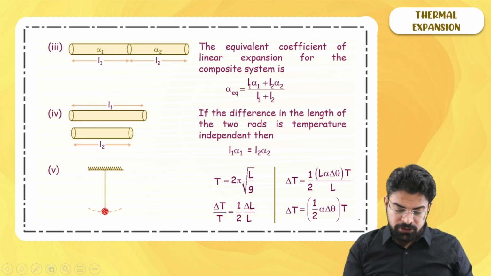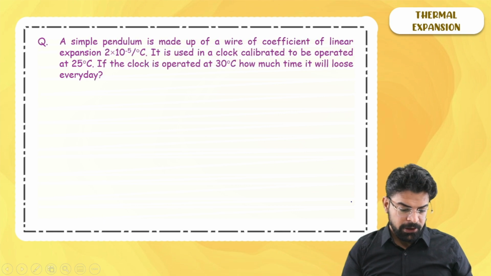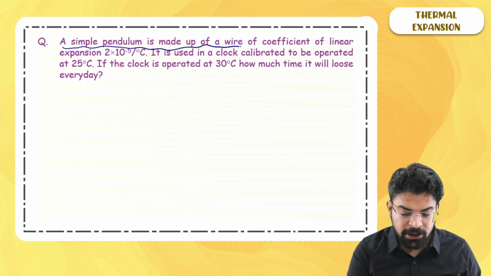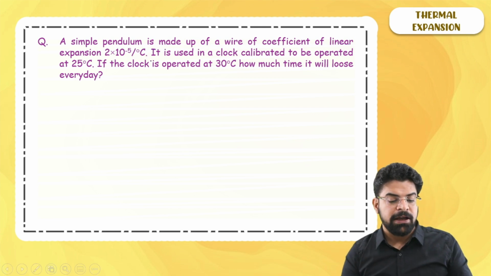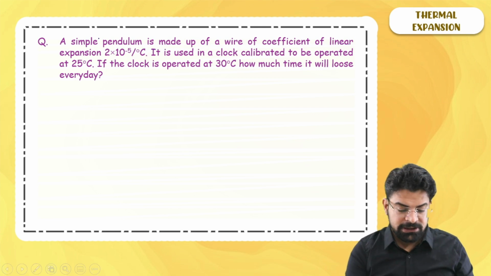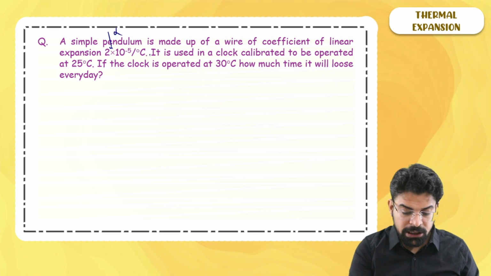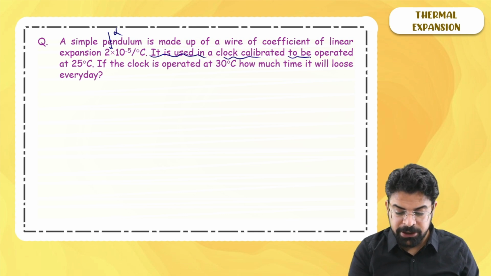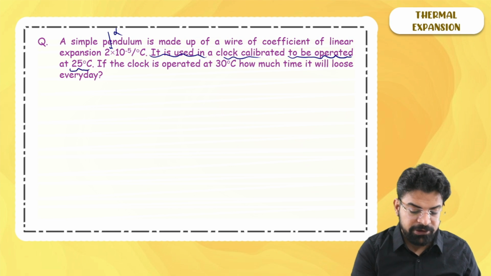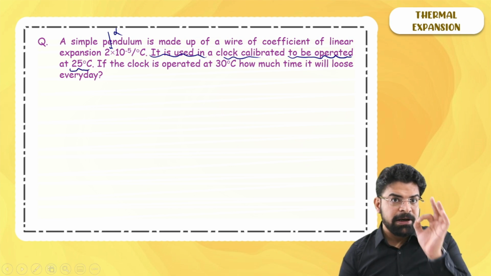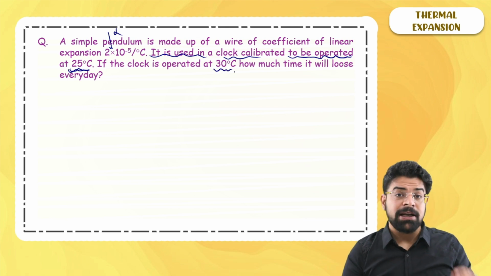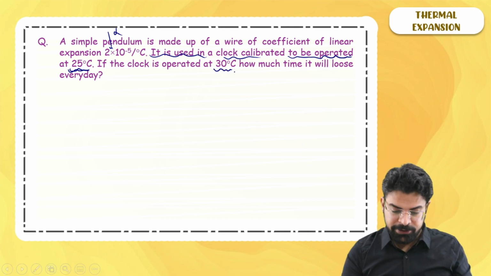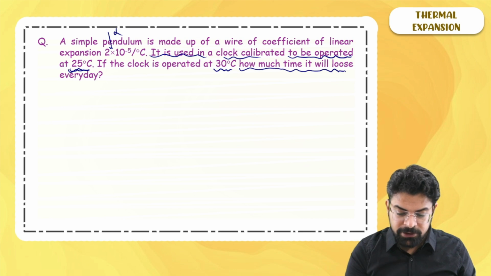Now let's do a question based on this. A simple pendulum is made up of wire of coefficient of linear expansion 2 into 10 raised to the power of minus 5 per degree centigrade. So this is the value of alpha. It is used in a clock calibrated to be operated at 25 degrees centigrade. This clock is meant to be used at 25 degrees centigrade. If the clock is operated at 30 degrees centigrade, at a higher temperature, how much time will it lose every day?